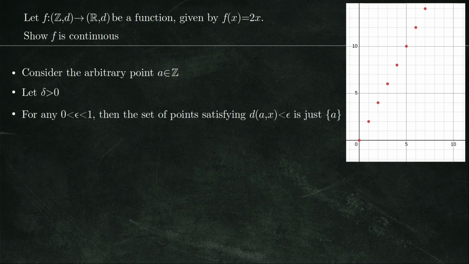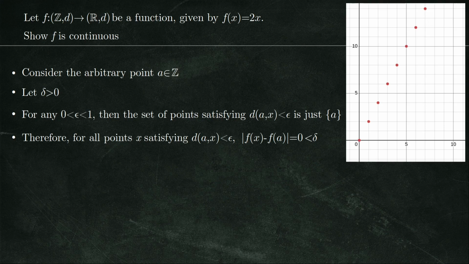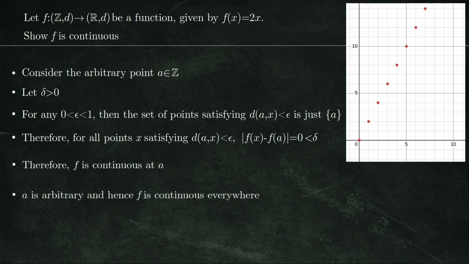So in the real line, this wasn't the case. That set contained a lot of points. But now, because there's nothing in between the integers, it just is that single point. Therefore, for all points satisfying the distance between a and x is less than epsilon, the difference between f of x and f of a is 0, which is always less than delta. Therefore, the function is continuous at a. However, a is arbitrary, and hence f is continuous everywhere.